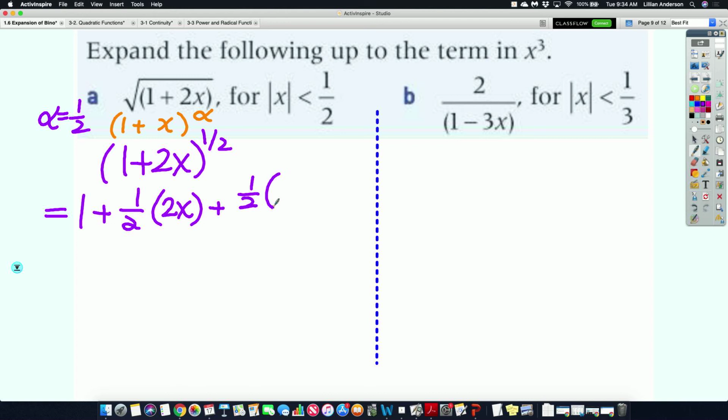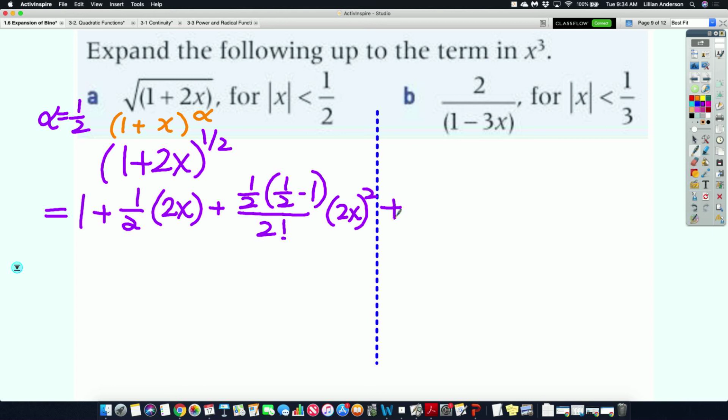Alpha times alpha minus 1 all over 2 factorial times x to the second power, but I'm going to plug in a 2x, and then I'm going to square that. I should have known that I wasn't going to be able to fit myself in this little space. So I'm going to continue to go through that dotted line to make sure I get the rest of it.